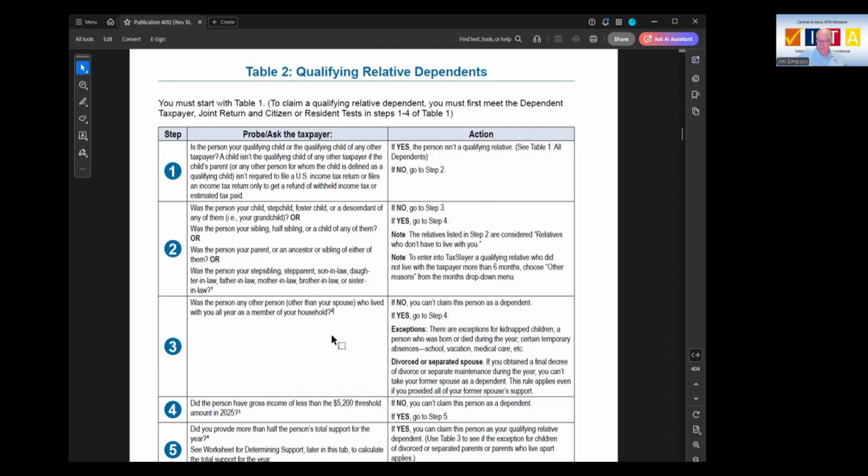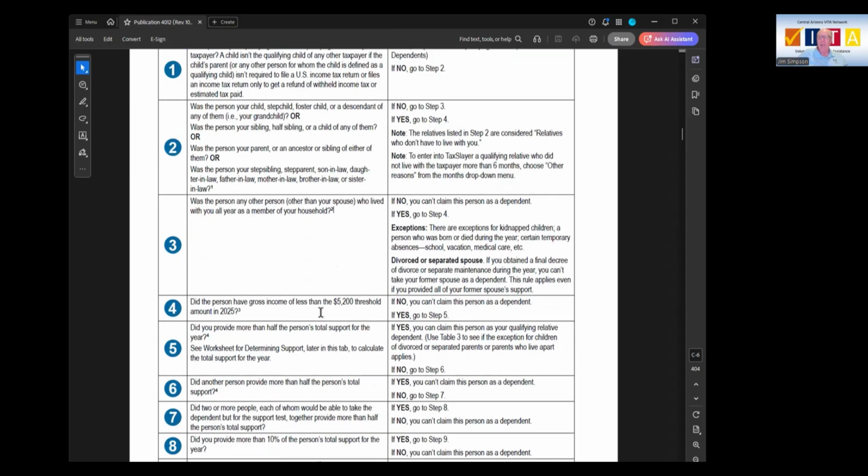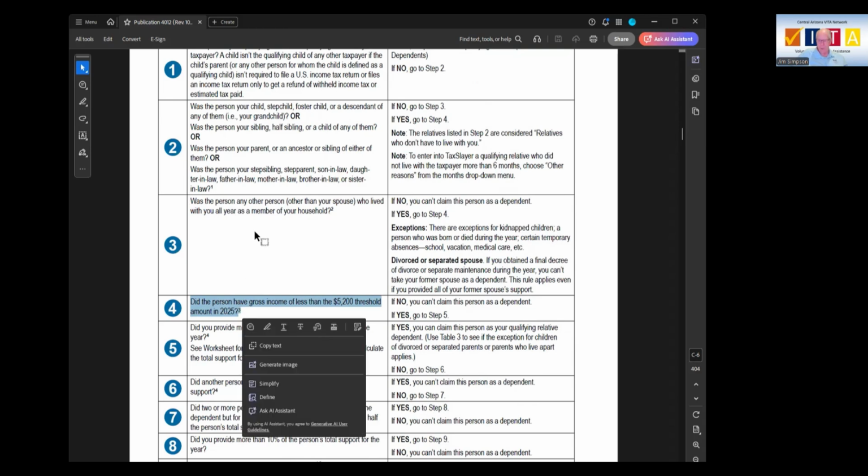Okay, so we go to step 4, right? Now, here's the one that usually disqualifies people, for being a qualifying relative. So this could be, we determined they're not your qualifying child. Maybe this is your parents who live with you, right? And you want to say, well, hey, can I get that $500 tax credit for claiming that?